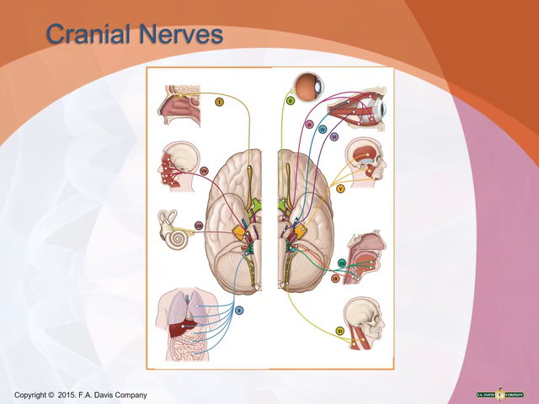Here is cranial nerves. There are 12 pairs of cranial nerves. I'm not going to expect you to know the names of all of them. What I want you to know is that there are 12 pairs of them. Some of them contain only sensory fibers, some contain primarily motor, and others contain both. They're identified by a name and a Roman numeral, beginning in the front of the brain and working back. And again, I'm not going to expect you to know the names of all of them, but just know that there are 12.